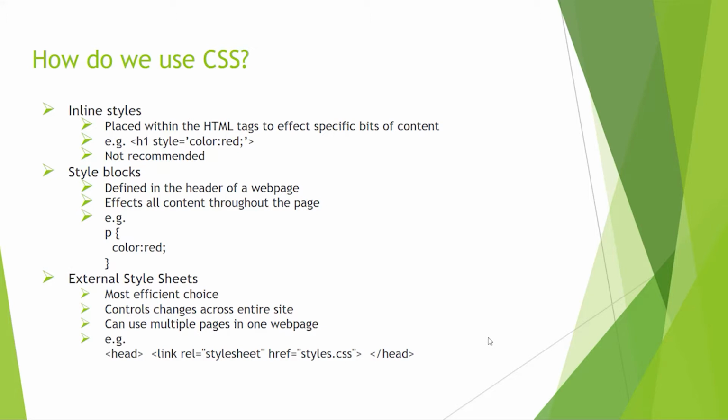How do we use this? There are three different ways we can incorporate CSS into our HTML pages. The first is inline styles. That's placed within an HTML tag to affect specific bits of content. You can see an example here. I was changing an H1 header to have its style be colored red.